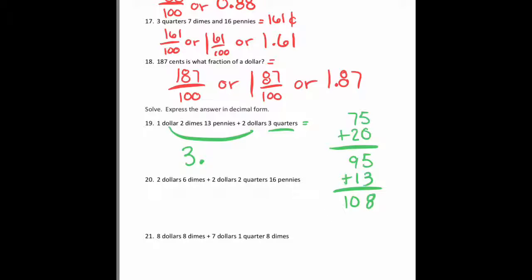Well, 108 cents is more than a dollar. I can't put 3.108. That's not the same thing. So really what it is, it's $3 and 108 hundredths. And if I rewrote that so I didn't have a fraction greater than 1, I would get 4 and 8 hundredths, which makes more sense because that would be $4.08. So really my answer should be $4.08.